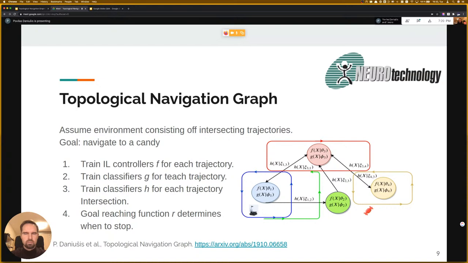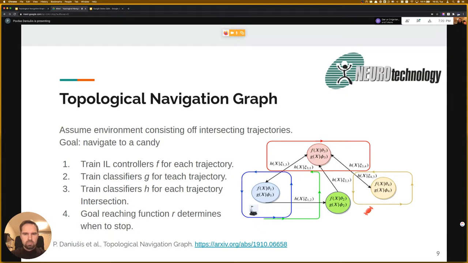So, summarizing, the topological navigation graph represents the environment as a graph composed of perception and action components. Action components are trajectory controllers, and perception components are classifiers. Given this structure, we can perform planning just as regular planning in a graph and compute a path of controllers, which eventually leads to a given goal.